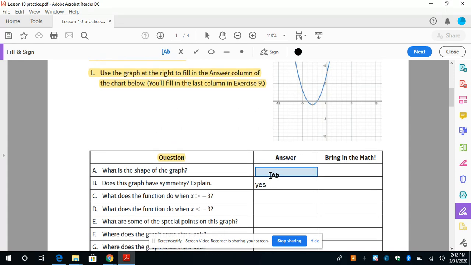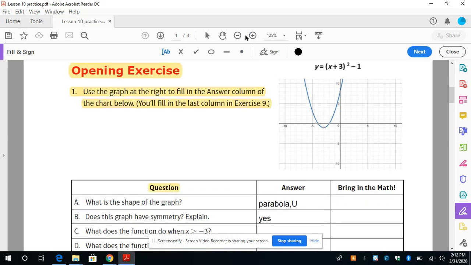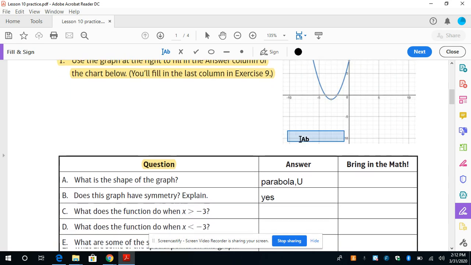So as for the shape of the graph, the shape is a parabola or a U shape. Does it have symmetry? Yes, quadratics have symmetry. It's the axis of symmetry. Why is it symmetrical? Because if we look closer, these points here are symmetrical to each other. So we have 2 across from each other, 2 across, 2 across. And if we graph this, and put it in our graphing calculator, look at the table, we're going to see a pattern.